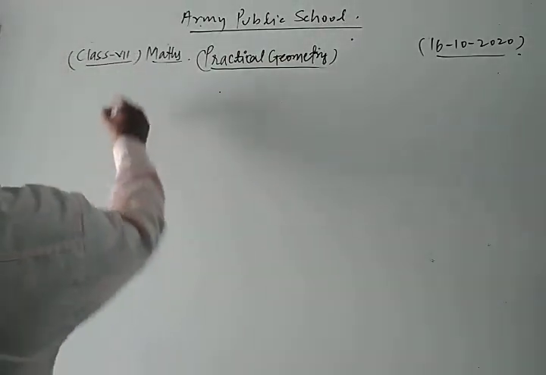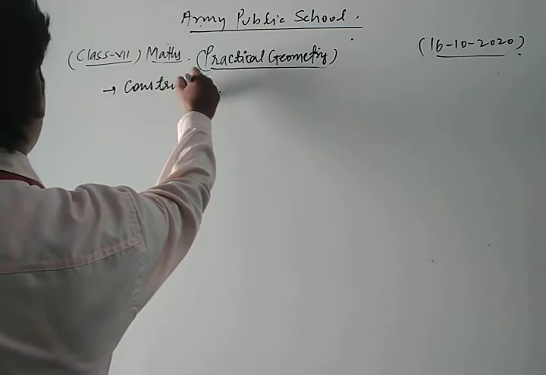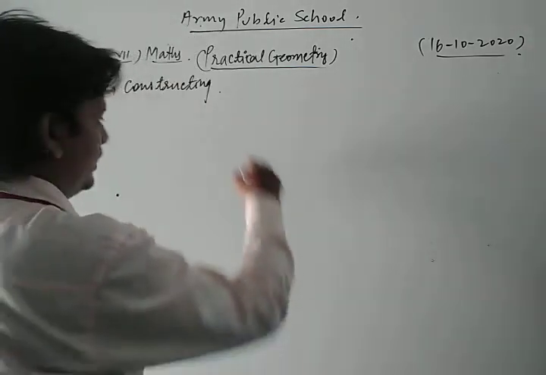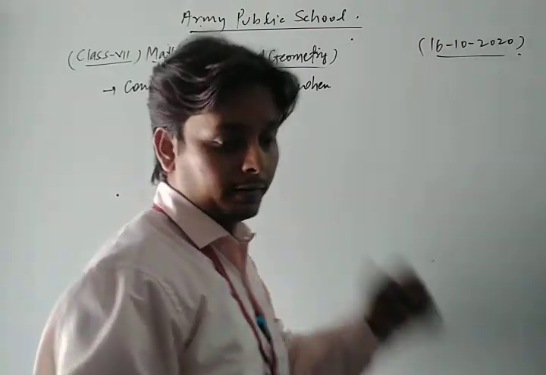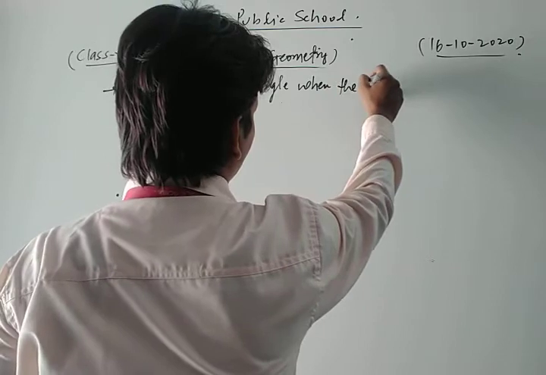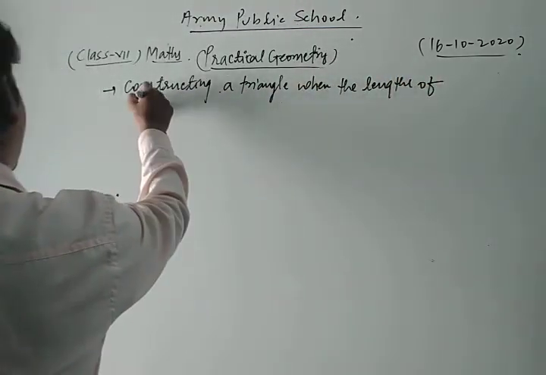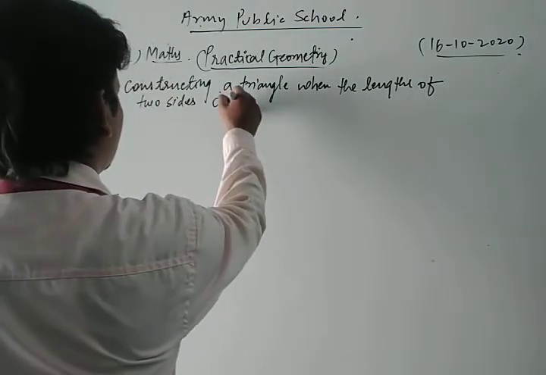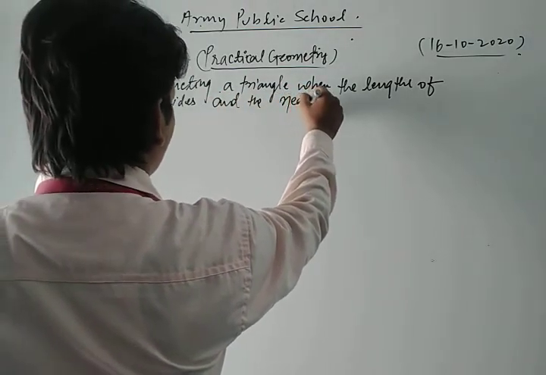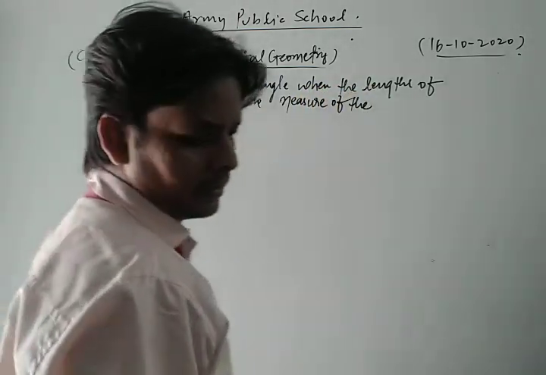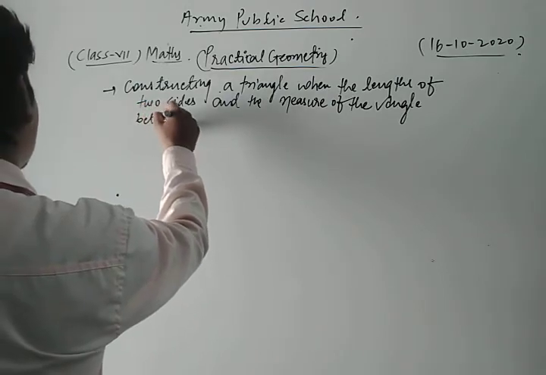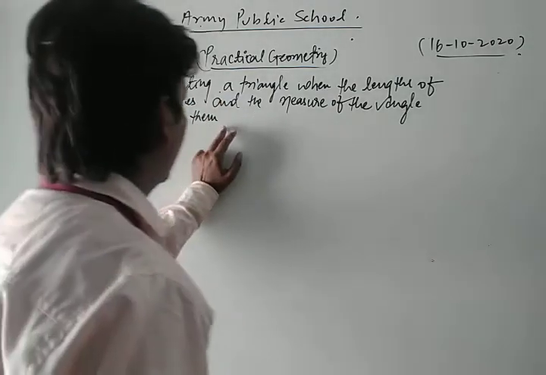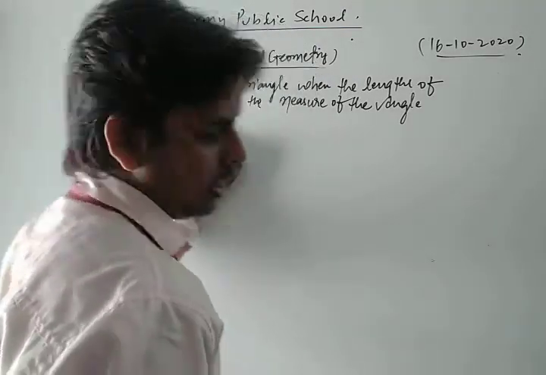Now look, the topic is constructing a triangle when the length of two sides and the measure of the angle between them are known.